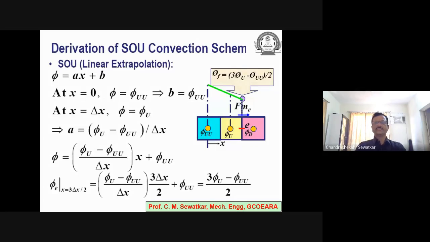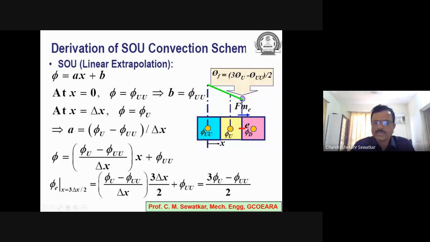Let us look at the second order upwind scheme, that is SOU. For this SOU, we adopt linear extrapolation. So the second order upwind scheme is an extrapolation scheme. Let us assume that I'm interested in finding the value of the variable on the east face. So this becomes my upstream, this is upstream, and this is downstream if my flow is occurring in the positive x direction.